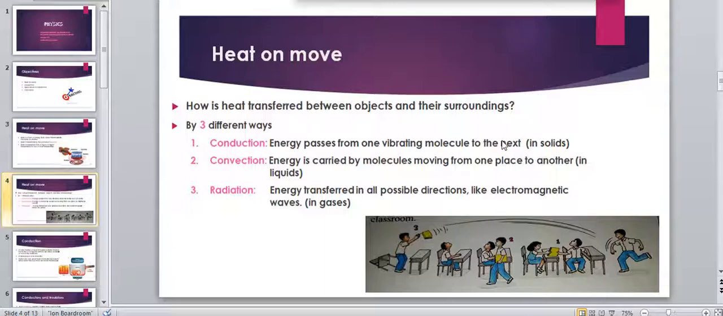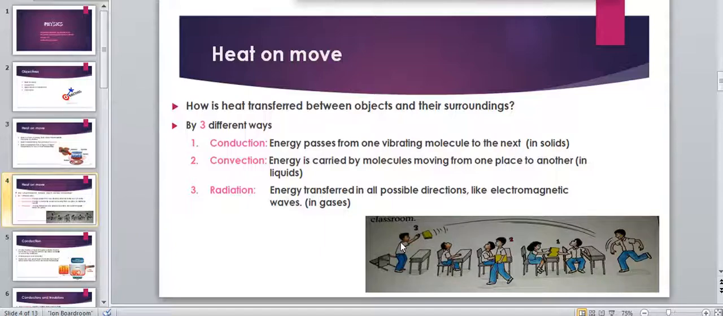The second is convection, whereby energy is carried by molecules moving from one place to another within a liquid or a gas. So most of the time this process takes place in liquids. So this is similar to having the book carried by one student who then moves to the back of the classroom.